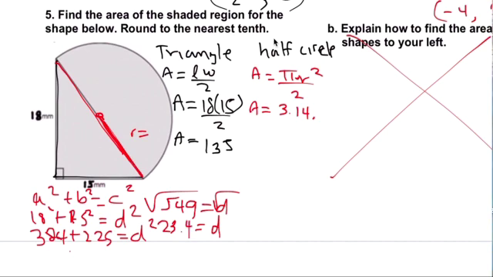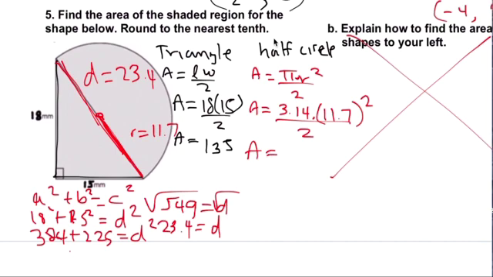I thought I gave a perfect square, but half of 23.4, you get 11.7. The diameter is 23.4, radius is 11.7. So that's what you're going to use, 11.7 squared divided by 2. Put that in your calculator, so make sure you know how to use your calculator.